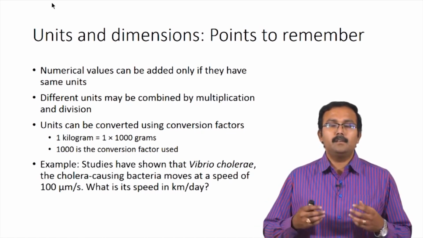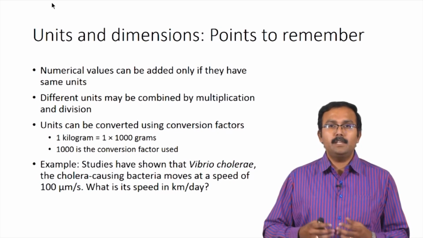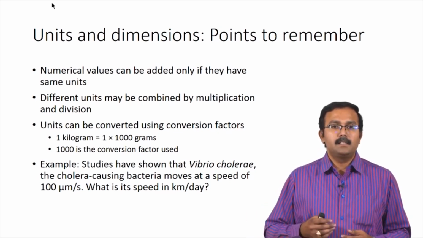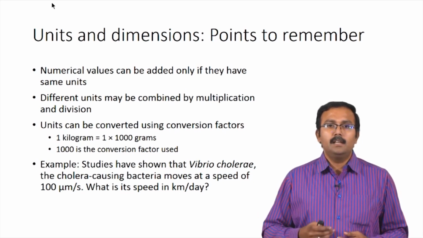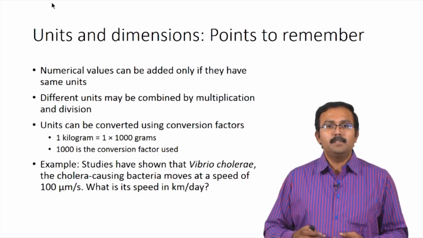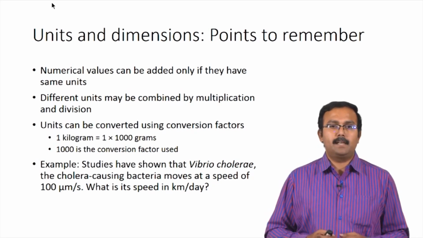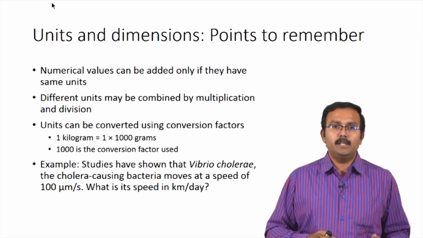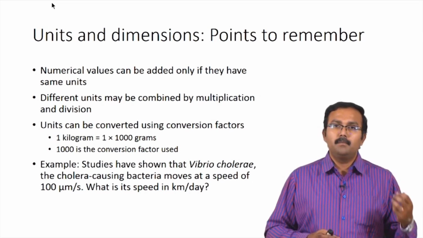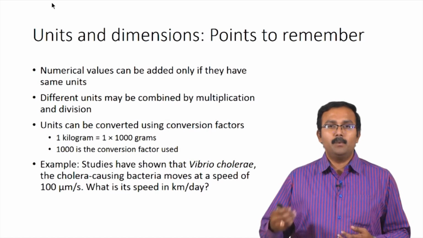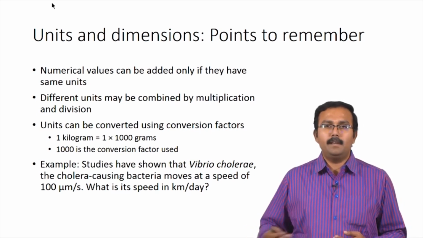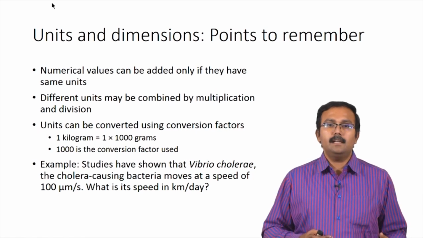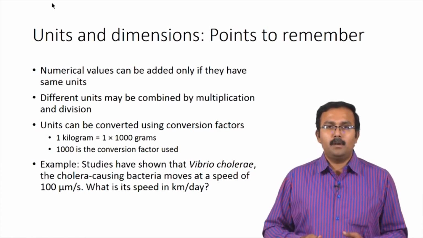Let us look at a systematic approach to ensure that we minimize errors in calculation. The problem statement is, studies have shown that Vibrio cholerae, the cholera causing bacteria, moves at a speed of 100 micrometers per second. What is its speed in kilometers per day? The information given to you is in terms of micrometers per second, and they want this to be converted to kilometers per day. So, the micrometer needs to be converted to kilometer and the second needs to be converted to day. So, let us go about solving this.